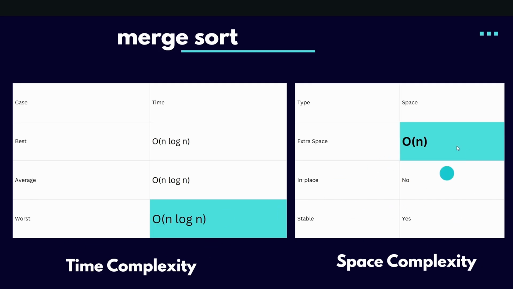If you see the space complexity, it will be order of n, because we are using some extra space. We are using the left array and the right array. That's the reason it shows order of n space complexity.